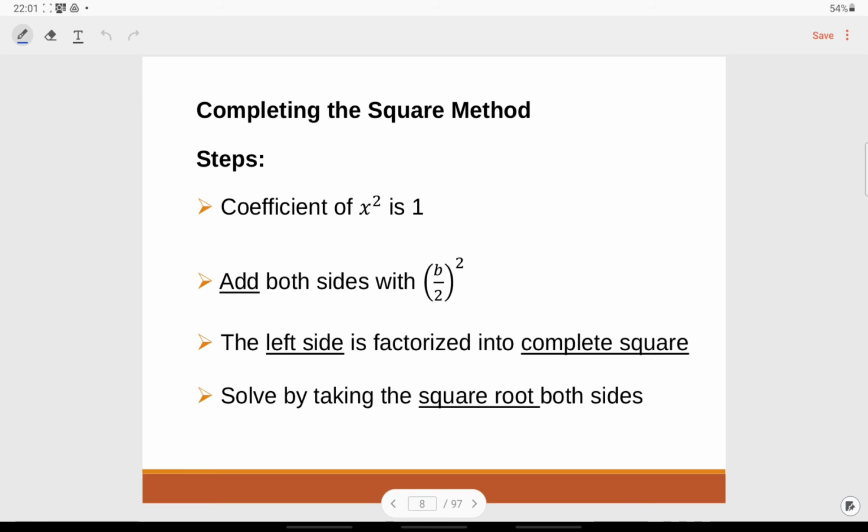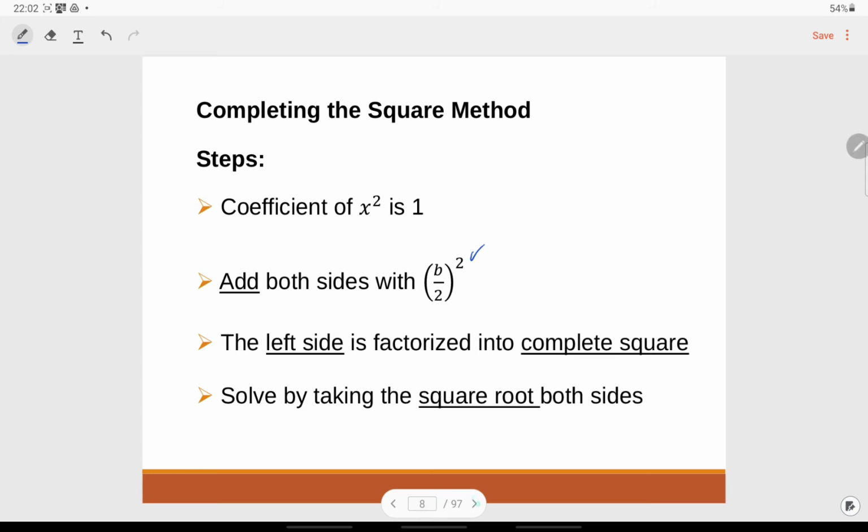The second step is we add both sides of the equation with (b/2) squared. So that means from the given equation, we need to identify which one is b. We divide by 2, then we square it, and we need to add this value at both sides of the equation. The third step is the left side is factorized into a complete square. Later on, I'll show you the meaning of complete square. And the final step is we solve the equation by taking the square root for both sides.